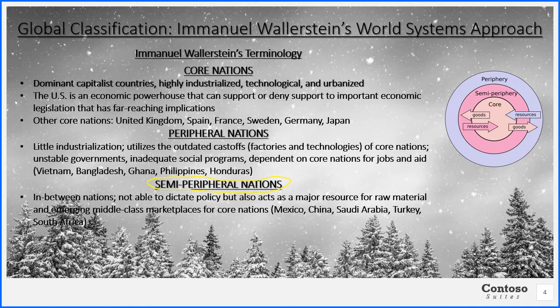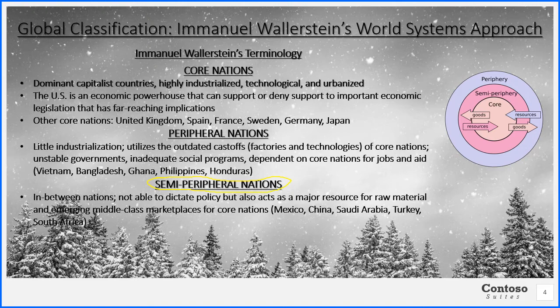So these are countries that are not able to dictate policy the way that the U.S. can, but they also act as a major resource for raw material and emerging middle-class marketplaces for core nations. Usually in a semi-peripheral nation, you have enough wealthy or well-off people that they can be a useful marketplace for, say, the U.S. to sell whatever products that we export to them. So they're better off, but they don't have that much power.